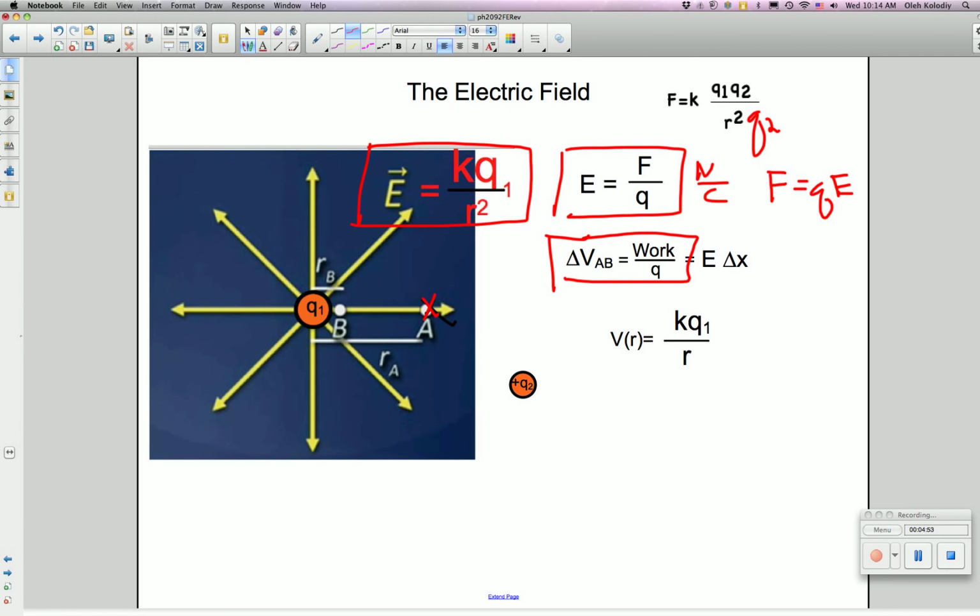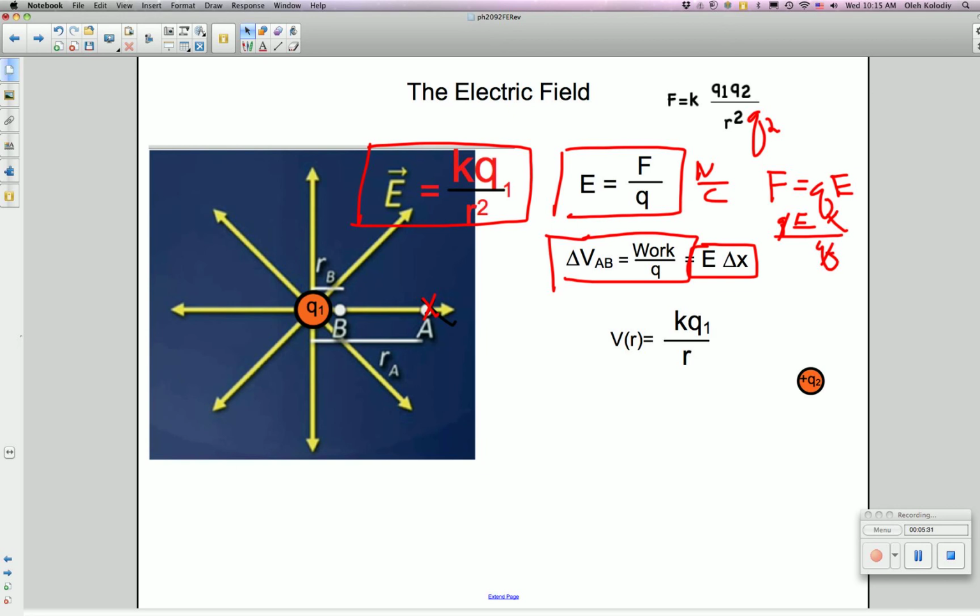Now, since electric field is defined as number of newtons per coulomb, F is equal to QE from that equation, and work is equal to force times distance. So it would be QE times delta x, or x, per coulomb, so the Q's cancel here, and you see that the work done in moving a charge from point A to B is equal to the electric field between A and B, if the electric field is constant, times the distance.